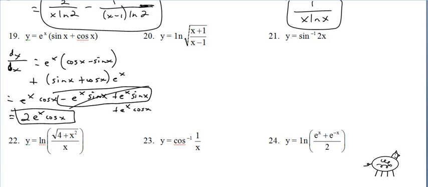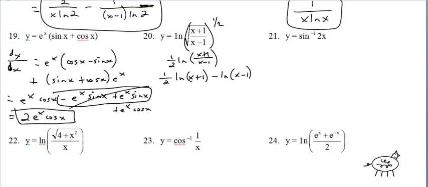Not bad. Okay, number 20. 20, if you don't use the properties of logs here, man, it's just very sad. Okay, so the first thing I'm going to do is, this is like saying this to the 1/2 power. So I'm going to move the 1/2. So it's really 1/2 natural log of x plus 1 over x minus 1. So that's equal to 1/2 times ln of x plus 1 minus ln of x minus 1. And that, make sure you put the parentheses around the whole thing, right? That's a quotient property where it's the top minus the bottom.